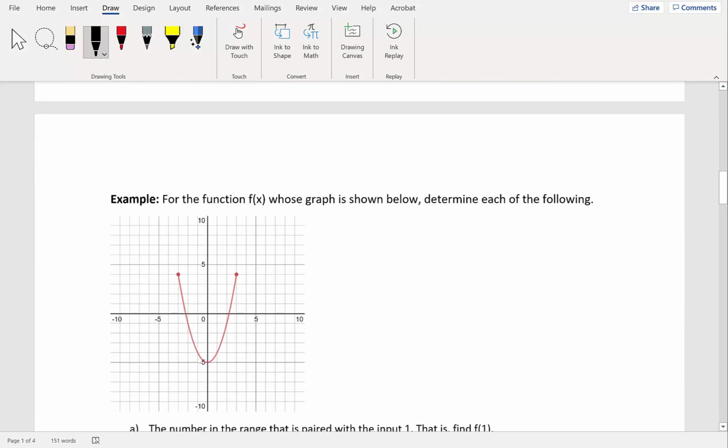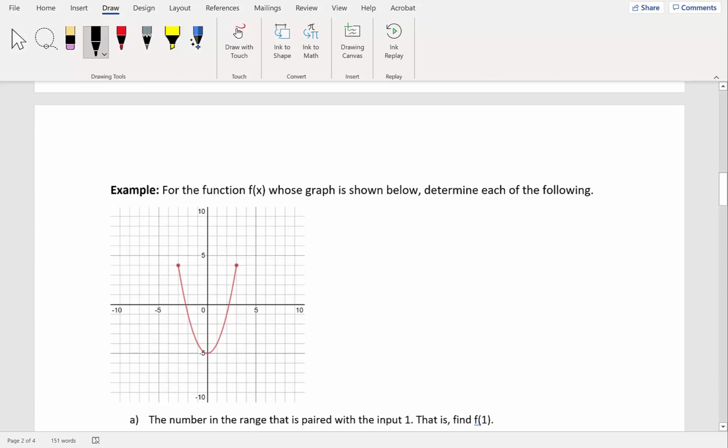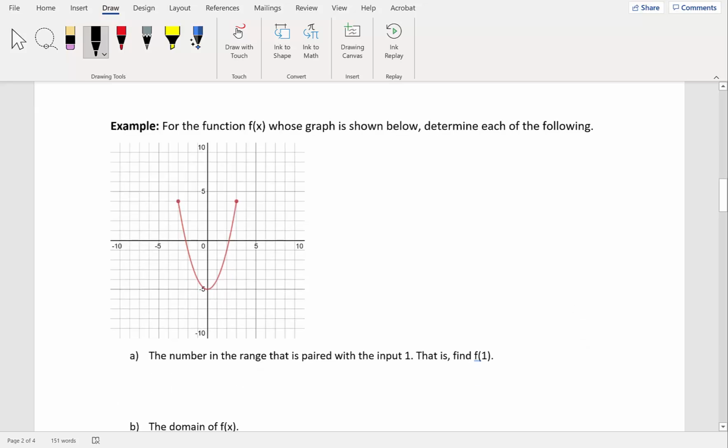Let's take a look at another example. For the function f of x whose graph is shown below, determine each of the following. It says the number in the range that is paired with the input 1. Essentially what this is saying is find f of 1. In other words, it's saying find the y value when your x is equal to 1.